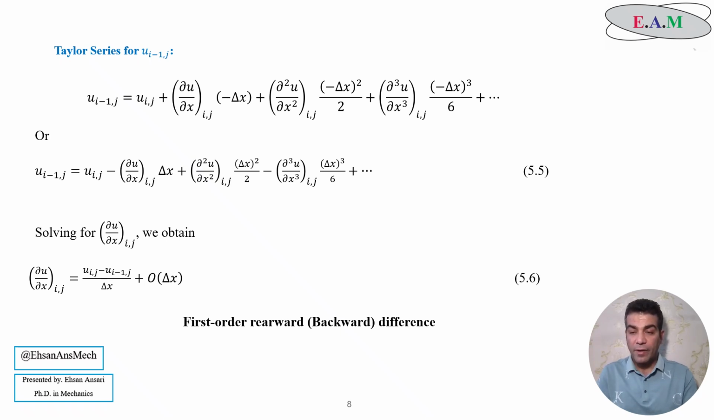Rearranging equation 5 to solve for the first derivative at (i,j), the error term O(delta x) reminds us this is only first order accurate. This is called the backward difference formula.